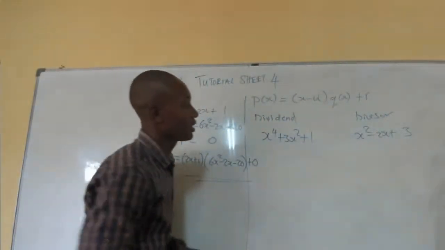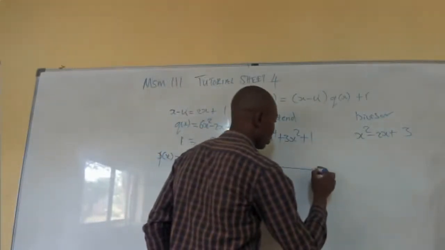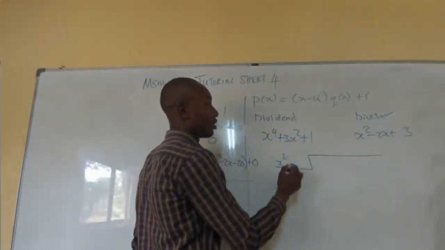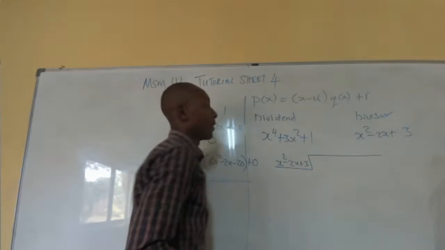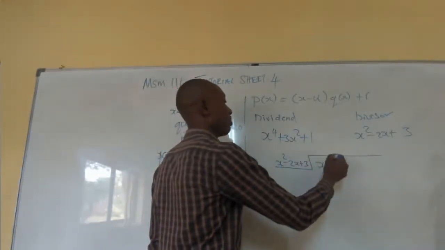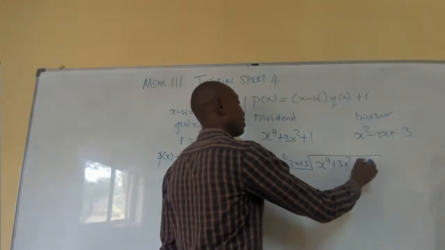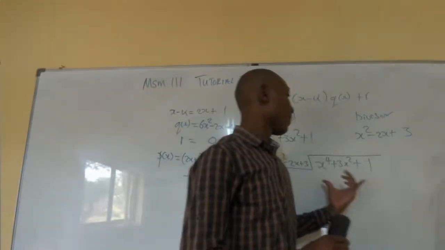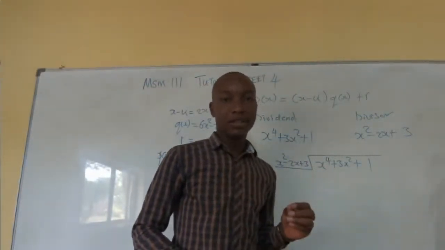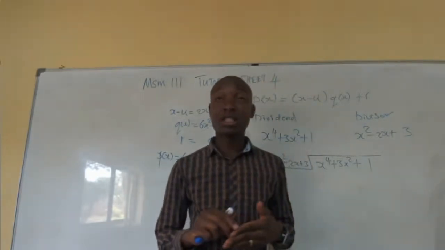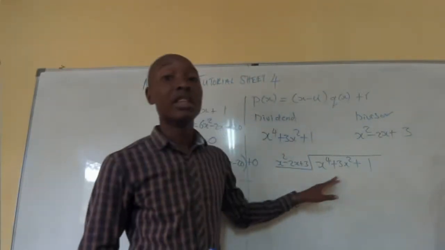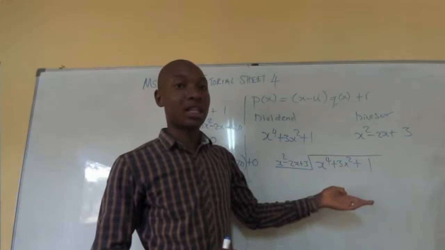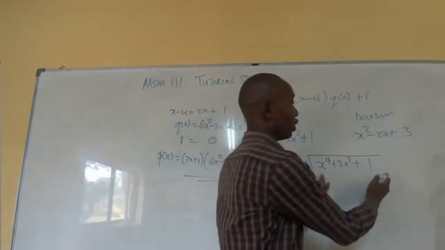So what's the first thing we're going to write? We're going to draw this as usual. What is the divisor? The divisor is always on this side. And what is the dividend? The dividend is x to the power 4 plus 3x squared plus 1. Now, the way I've written this is incomplete. Most of you would directly write it like this. I've written it like this so that you know that it's actually not supposed to be written like this. So I'm going to make a change to this.